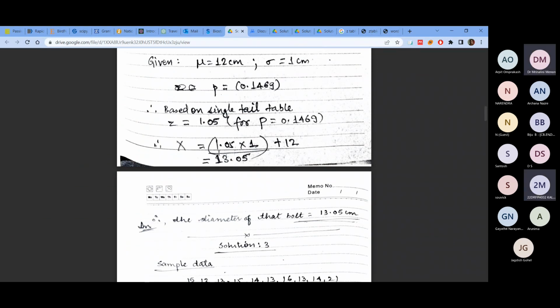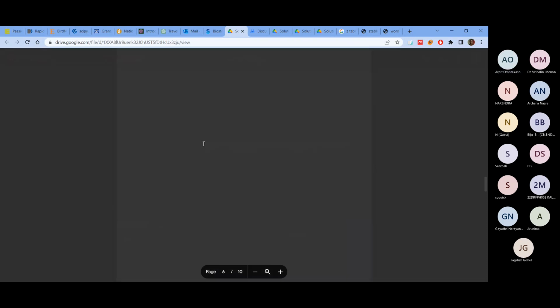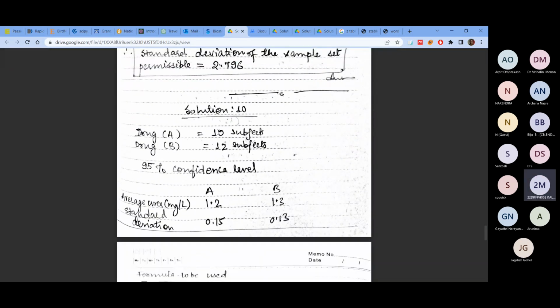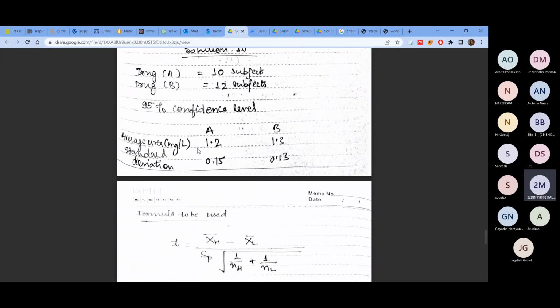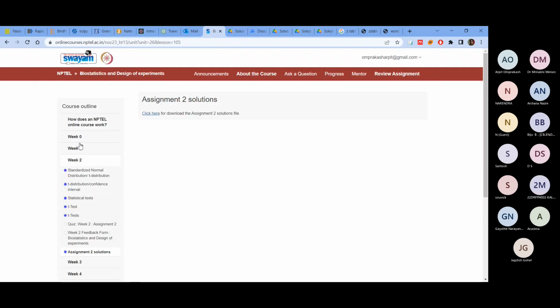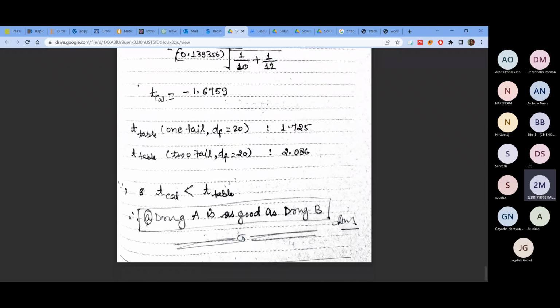Hello, Arpit sir. Good evening. My question is regarding assignment 2, question number 10. In that, I just want to know when the option that drug A is better than drug B or drug A is worse than drug B would be the right answer.